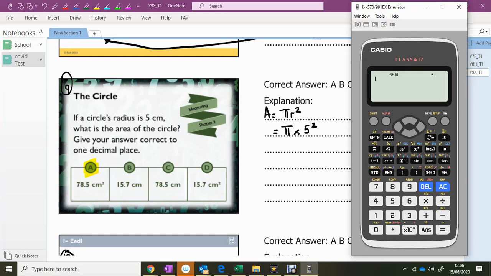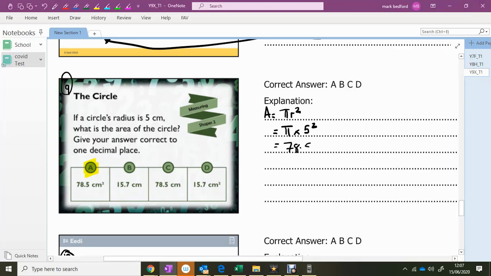On my calculator it's typed as shift pi times pi, the radius squared. Pressing the equals button gives me 25 pi, gives me 78.5398, and some other digits. I'm asked to do this to 1 decimal place. It's an area, so the units are centimeters squared, and that's what I've got for answer A.